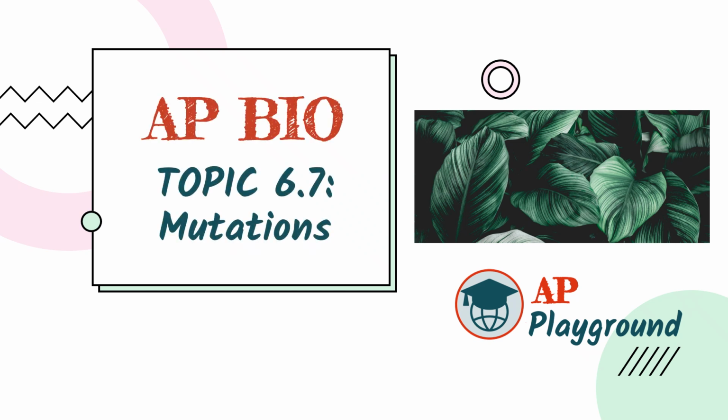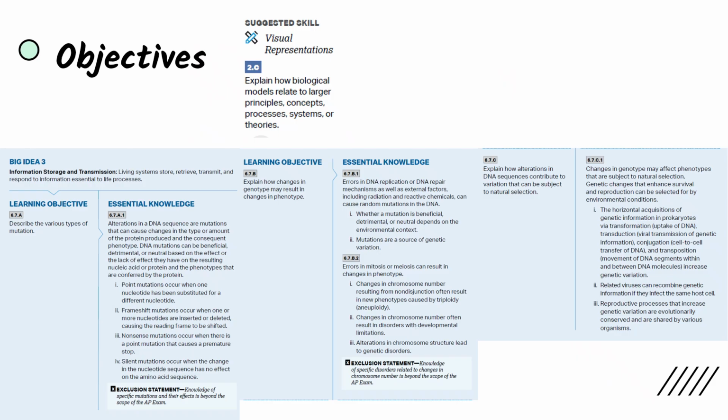Today we're covering topic 6.7, mutations. So lots to talk about today, but we're going to start by discussing point mutations, and then we'll move on to errors in DNA replication and DNA mechanisms as well as mitosis, and lastly talking about horizontal gene transfer. And our suggested skill is visual representations 2C: explain how biological models relate to larger principles, concepts, processes, systems, or theories.